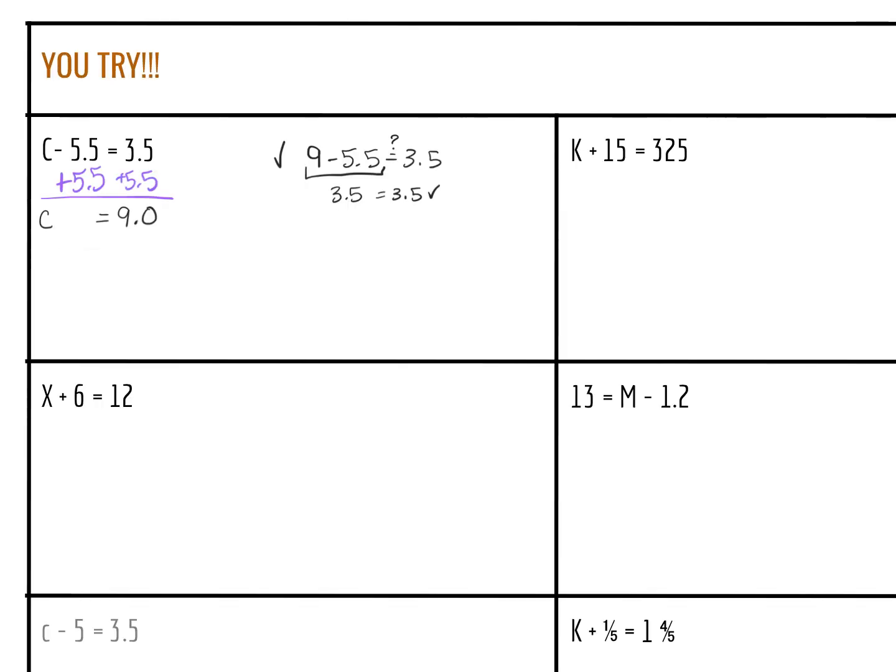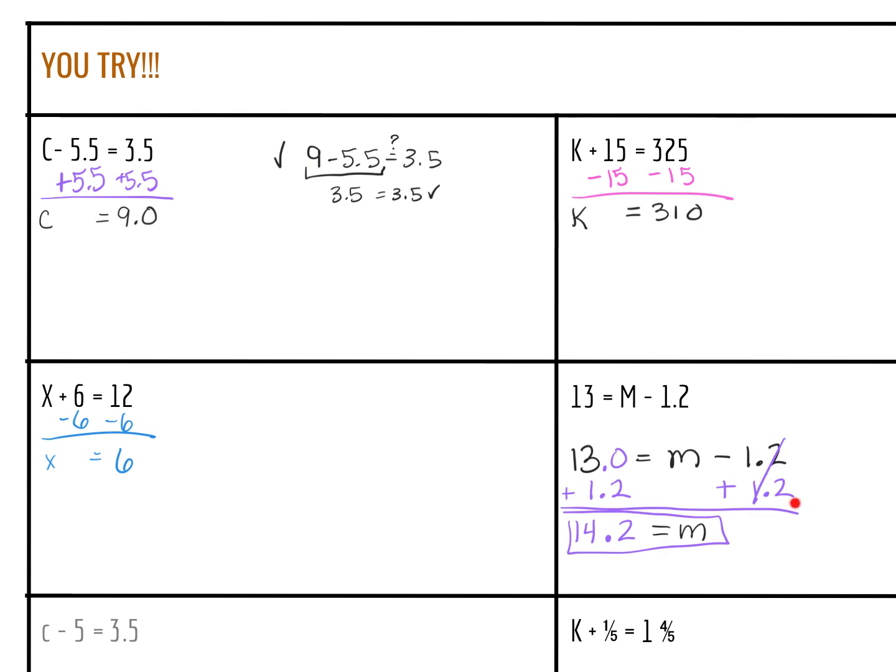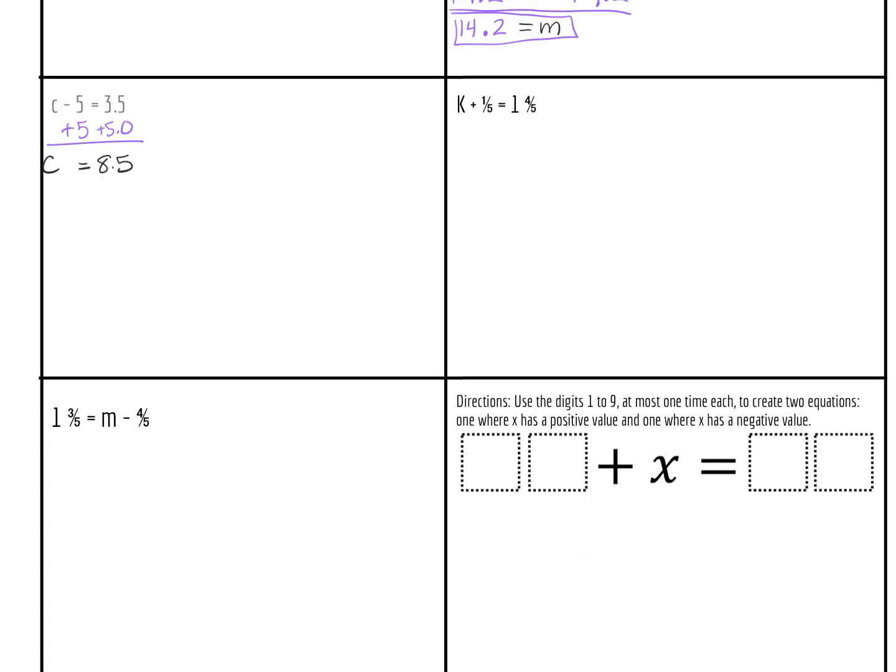All right, so you should have added 5.5 to both sides, so you should have gotten C equals 9. You should have used the subtraction property of equality and gotten K equals 310. You should have subtracted 6 on both sides and gotten X equals 6. All right, you should have added 1.2 to both sides and gotten your solution as 14 and 2/10. You should have added 5 to both sides and gotten 8.5.